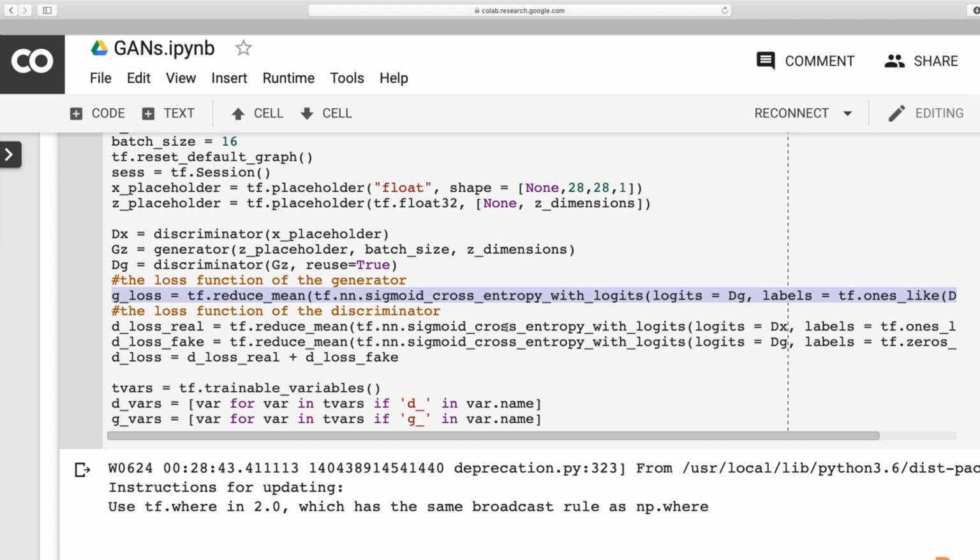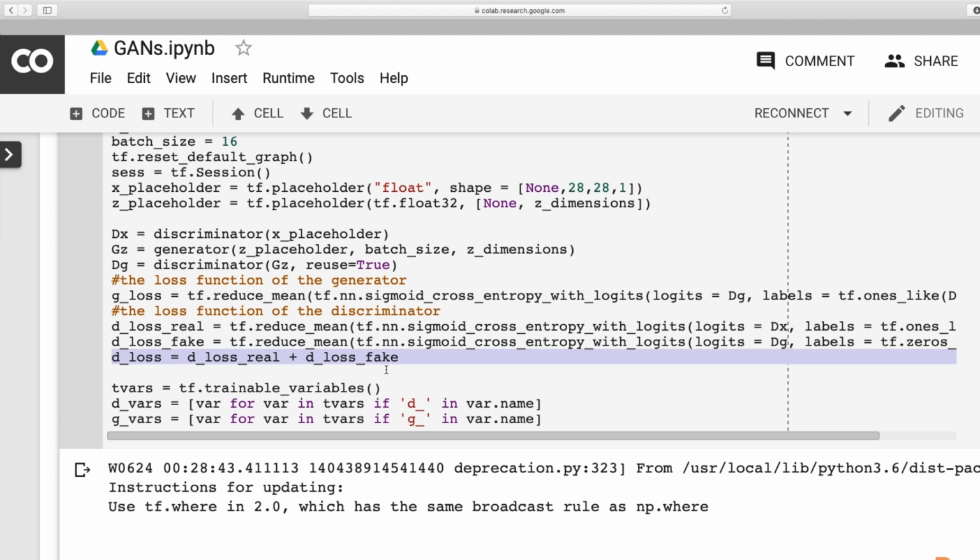The reduce mean function just takes the mean value of all of the components in the matrix returned by the cross entropy function. This is just a way of reducing the loss to a single scalar value instead of a vector or a matrix. And the loss would be the summation of the two losses that we have.